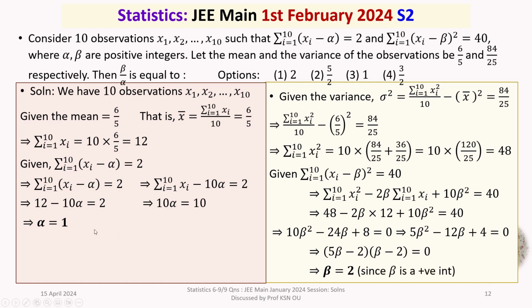Right, alpha is 1, beta is 2. Required to find beta by alpha. So beta by alpha is equal to 2 by 1, which is 2. So let's look at our options. Our answer 2 appears against option 1. Therefore, the answer to this question is option 1. That is the detailed discussion of the solution of this problem. And it is definitely an easy question.